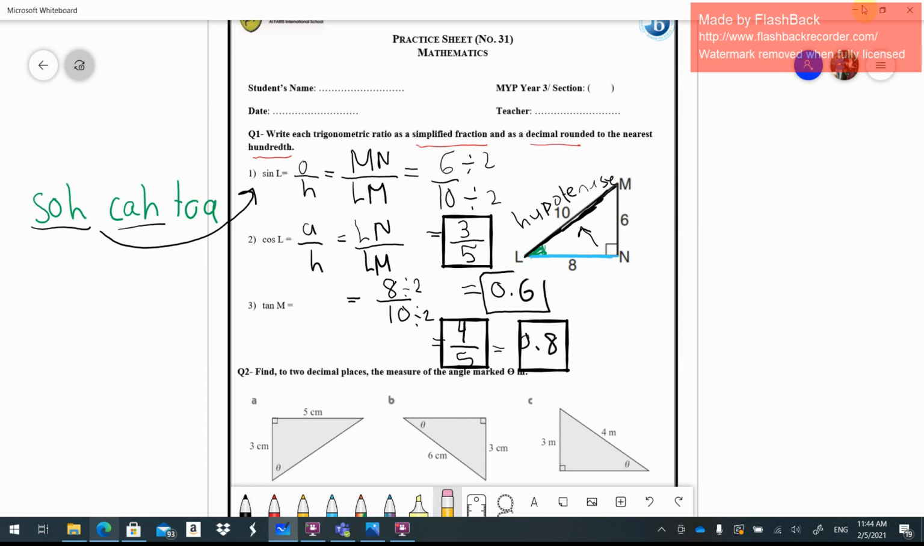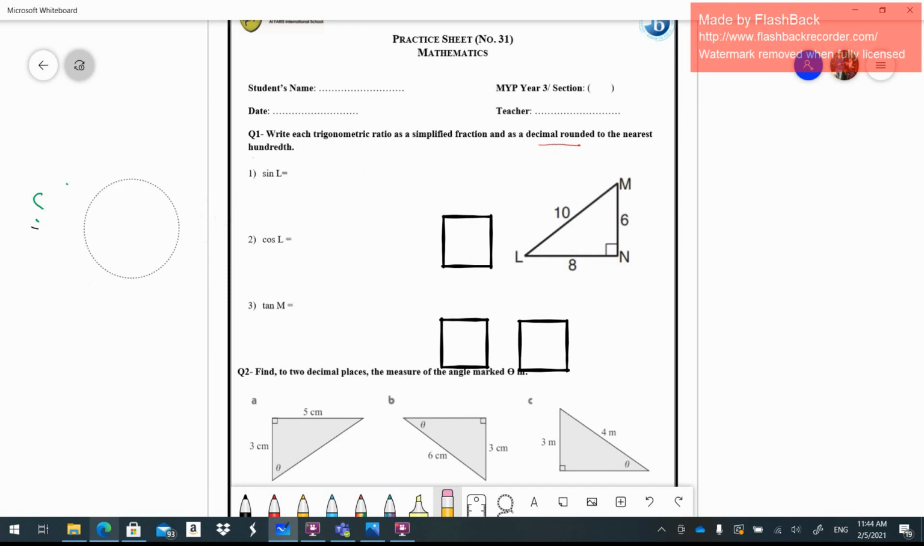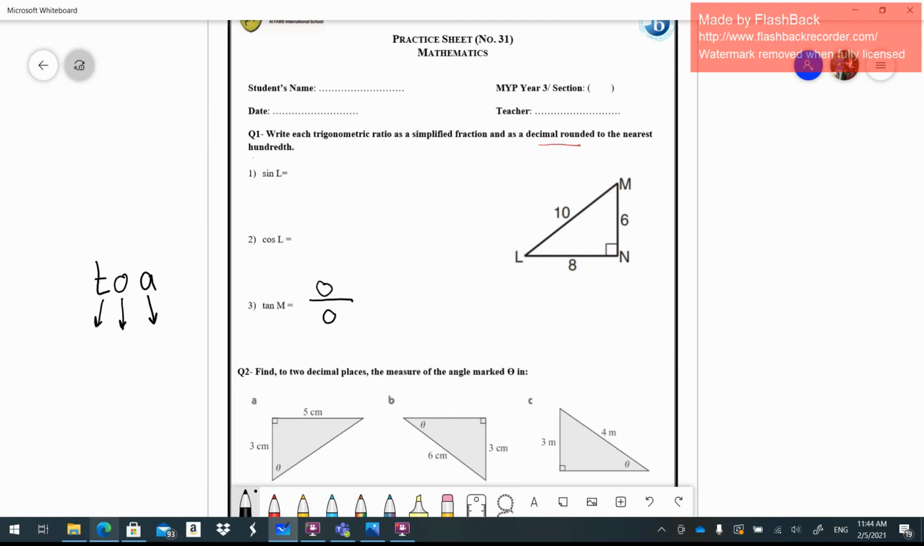Finally, tangent of M. TOA means opposite over adjacent, it means that the tangent is equal to the opposite side over the adjacent. Now we have angle M. Do you see the angle changed? Where is angle M? Angle M is here now.